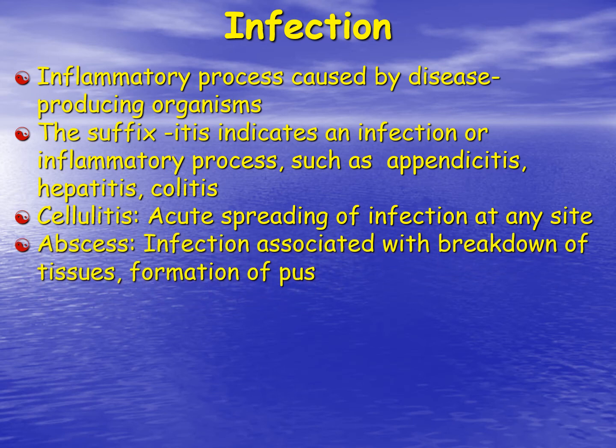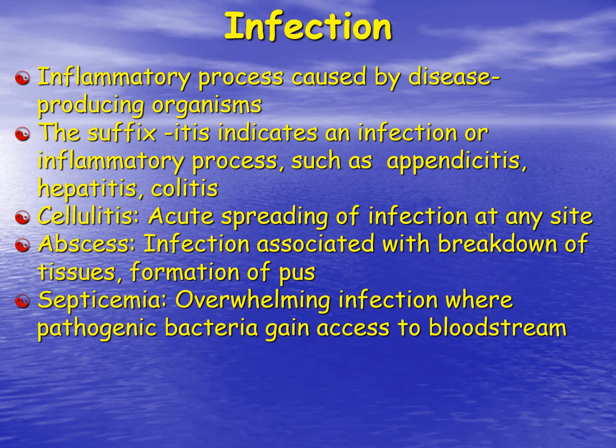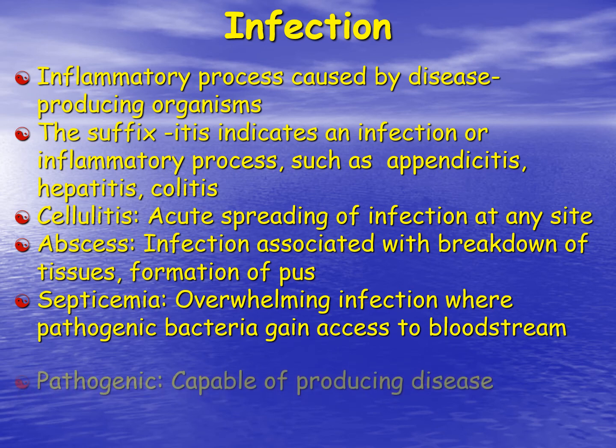Abscesses often form where we have an infection that's associated with the breakdown of tissue, the formation of pus, but the body actually walls this off with a fibrin connective tissue capsule. And these abscesses can actually get very, very large and be filled with lots and lots of purulent exudate. Septicemia is an overwhelming infection where pathogenic bacteria gain access to the bloodstream and begin to actually grow and multiply.